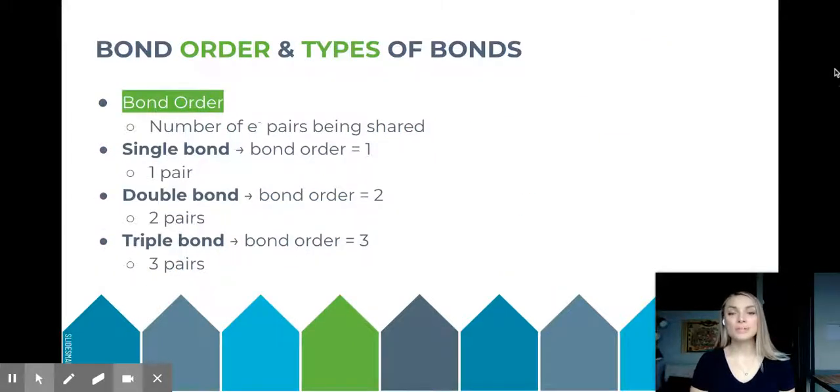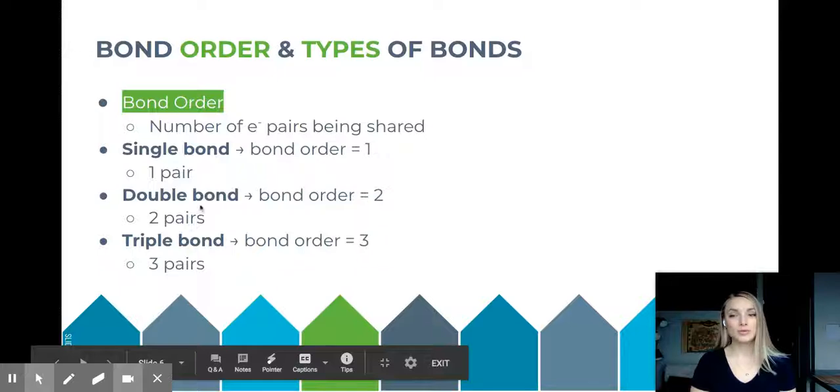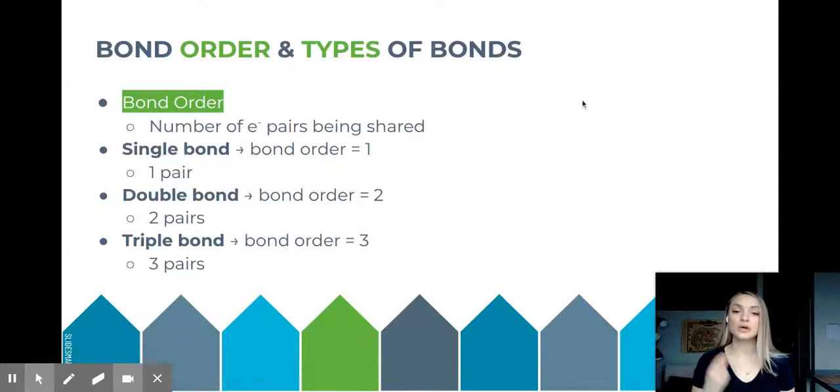We can have several different bond orders and types of covalent bonds. Bond order is the number of electron pairs being shared, so that is, again, that shared pair, that bonding pair of electrons. We can have single, double, and triple bonds. A single bond has a bond order of 1 because it has 1 pair of electrons being shared. A double bond has a bond order of 2 because there are 2 pairs of electrons being shared. A triple bond has a bond order of 3 because 3 pairs of electrons are being shared.